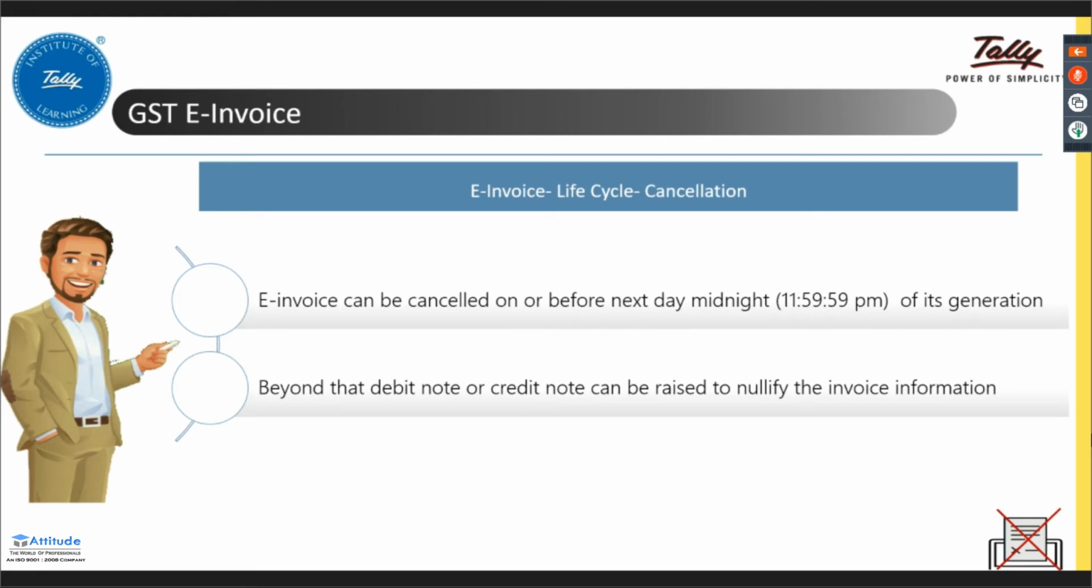Okay, and in case of cancellation, an e-invoice can be cancelled on or before next day midnight of its generation. So it is not that we have to cancel immediately. This cancellation can be done on or before the next day of generating the e-invoice. And beyond that, a debit note, that is for purchase returns, or a credit note for sales return, can be raised to nullify the invoice information. To make the invoice value 0, we can raise a debit note or credit note for the equal amount of the invoice. So this is with regard to cancellation of e-invoice.